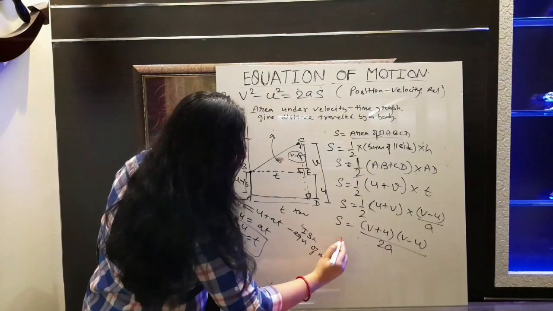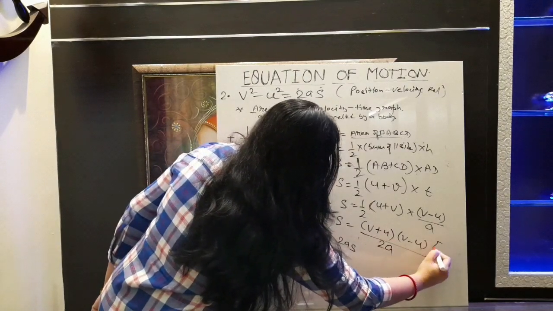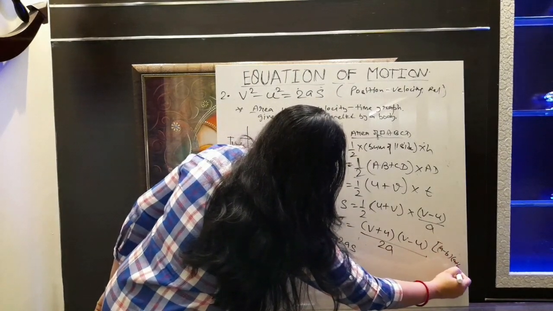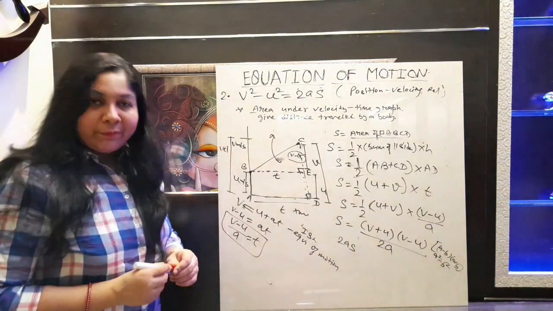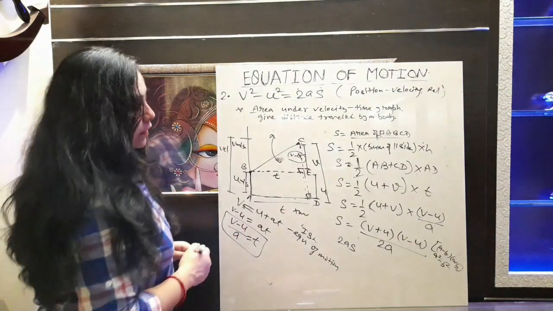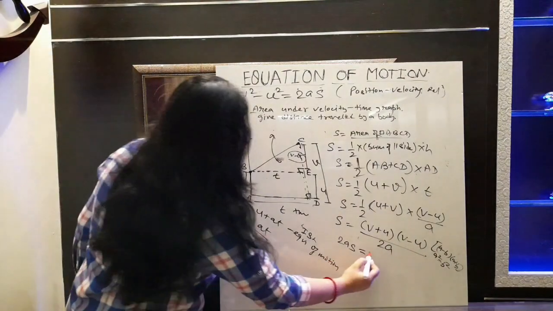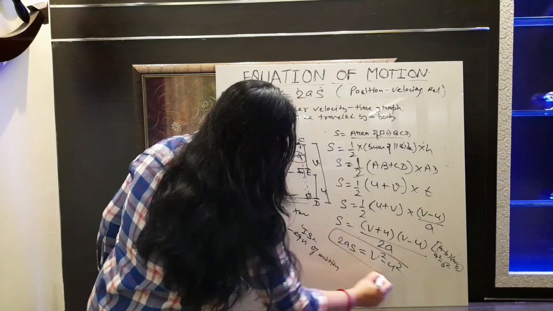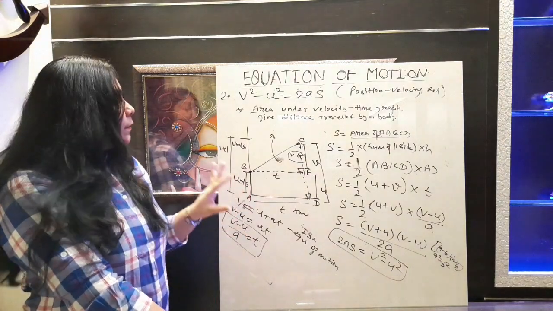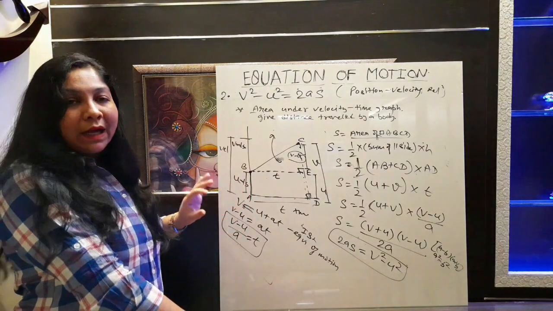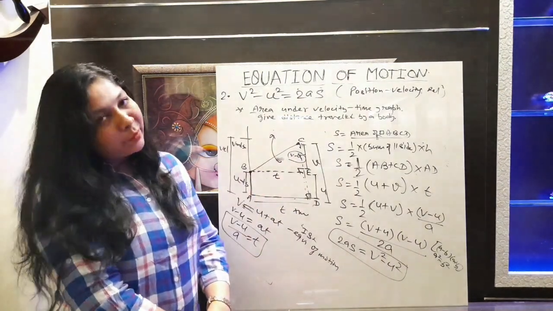Now 2a into s will become 2as. Now you can apply here the identity: a minus b into a plus b is equal to what? a square minus b square. Right? a plus b into a minus b is equal to a square minus b square. So from that formula, v plus u into v minus u will become v square minus u square. It's done. It's very simple to derive the equation. You only need to focus on this particular graph. Just learn this graph.